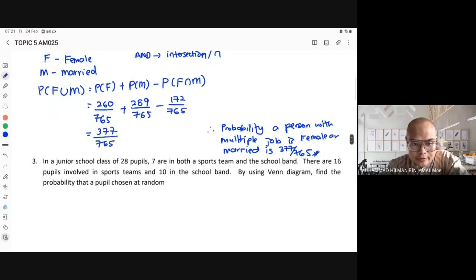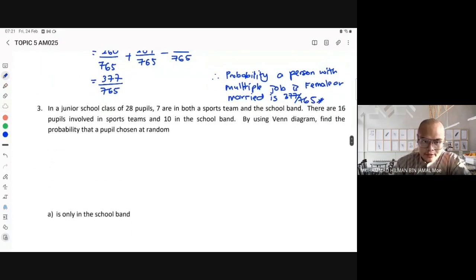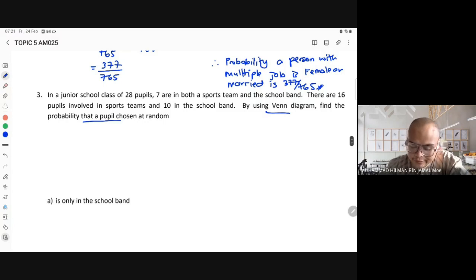Okay, next we have example 3. So example 3: in a junior school class of 28 people, 7 are in both teams, sport teams and school band. There are 16 people involved in sports team and 10 in the school band. By using Venn diagram, find the probability that are chosen people at random. So yang ni dia suruh guna Venn diagram lah. But I think this question lebih kurang sama macam soalan tutorial punya soalan. Question number 2 kot. Okay.